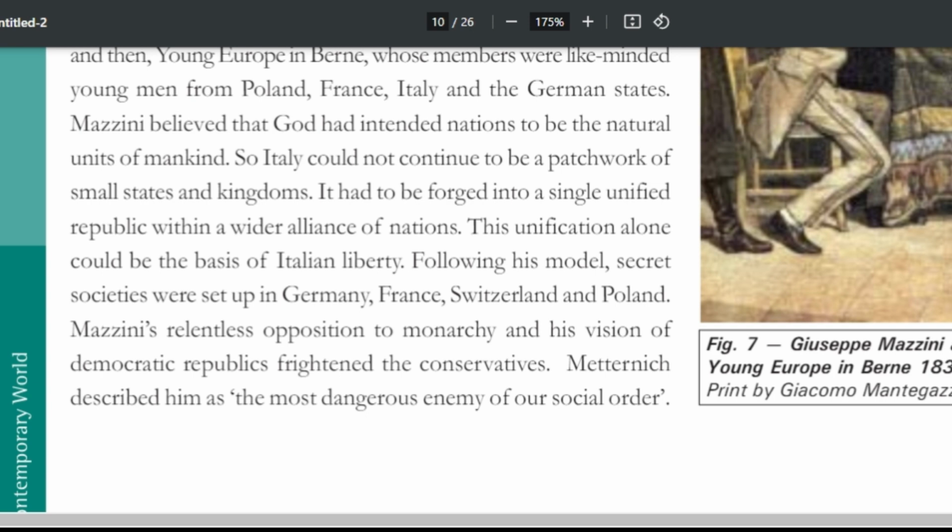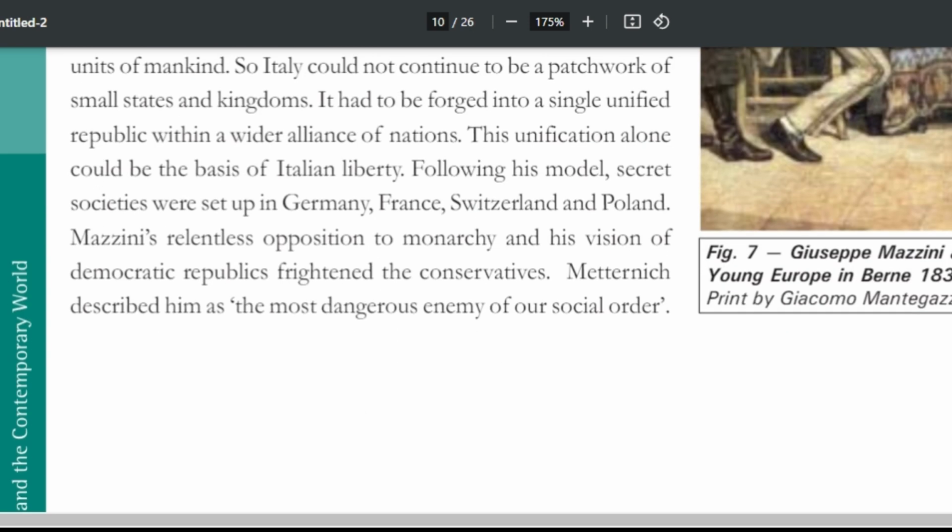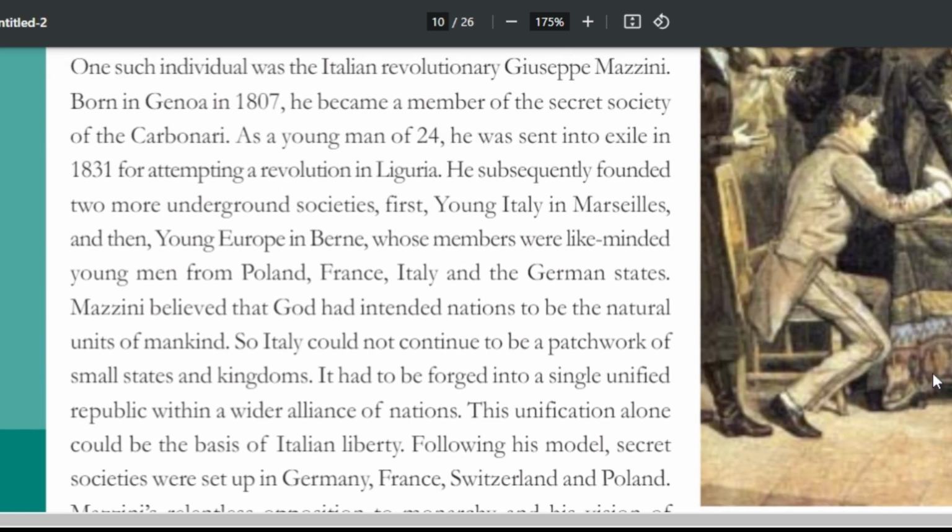Mazzini's relentless opposition to the monarchy and his vision of democratic republics frightened the conservatives. Metternich described him as the most dangerous enemy of our social order. You can see Giuseppe Mazzini here.